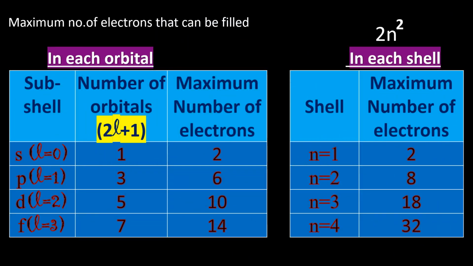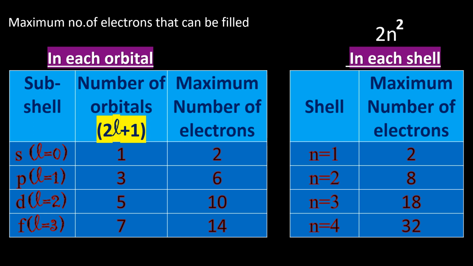This is how we are going to calculate the maximum number of electrons that can be filled either in each orbital or in each shell. To find out how many electrons should be filled in each subshell, that is calculated with 2l plus 1. That is the value with 2l plus 1. And if you want to know how many electrons will be placed in the total shell, that is using the formula 2n square, using the principal quantum number. This is the angular quantum number.